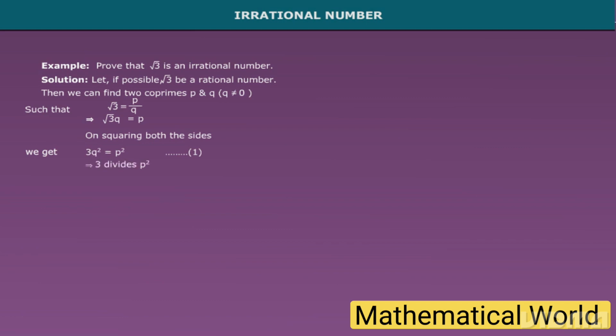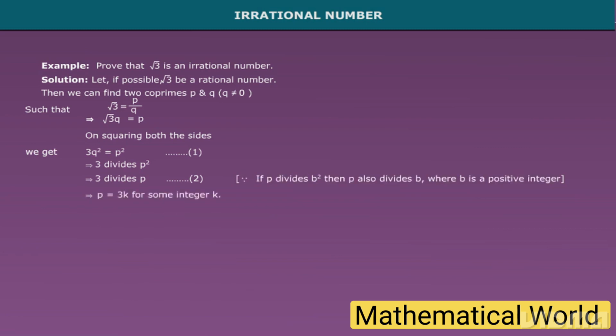This implies 3 divides P square. This implies 3 divides P, equation 2. Because if a prime P divides B square, then P divides B, where B is a positive integer. This implies P is equal to 3K for some integer K. This implies P square is equal to 9K square, equation 3.